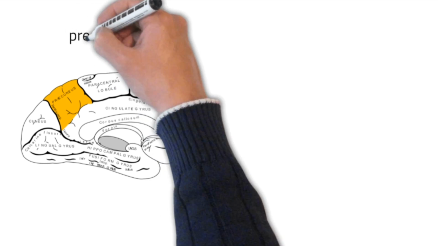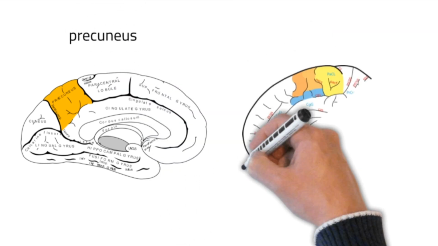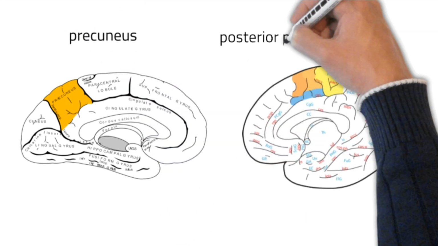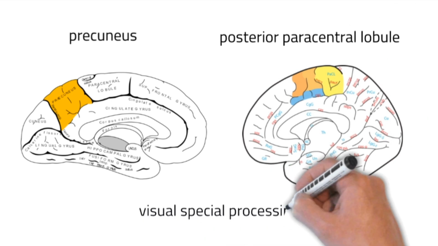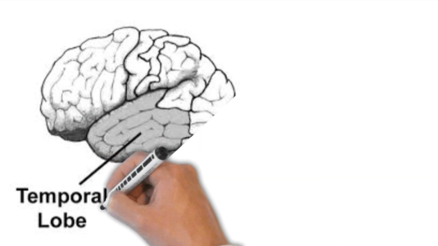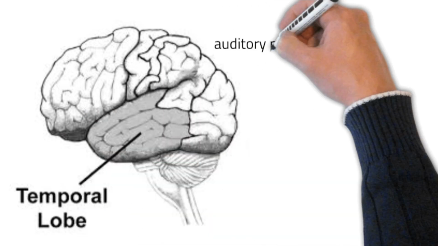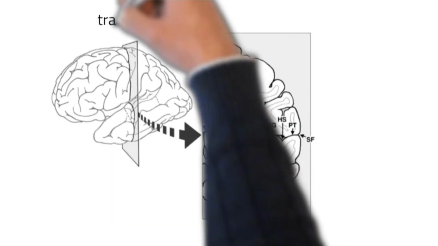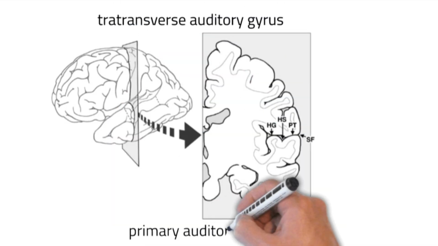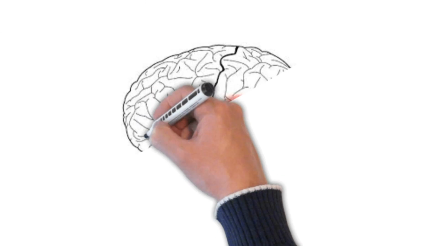The precuneus and posterior paracentral lobule, located on the medial surface, are important for visuospatial processing. The temporal lobe, located below the lateral sulcus, is essential for auditory processing and memory. The transverse temporal gyrus, or Heschl's gyrus, is the primary auditory cortex.